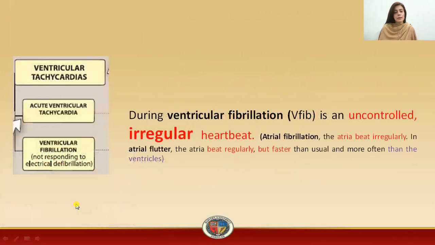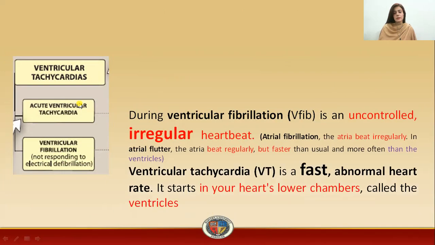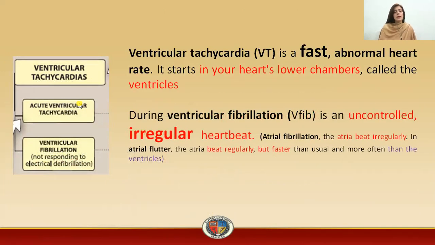Now coming towards the third type, that is ventricular tachycardia. These are of two types, acute ventricular tachycardia and ventricular fibrillation. Now, what is the difference between both terms? In ventricular tachycardia, the word is fast. There is a fast and abnormal heart rate in your heart's lower chamber. It is basically starting in the lower chambers of your heart, that is, in the ventricles.